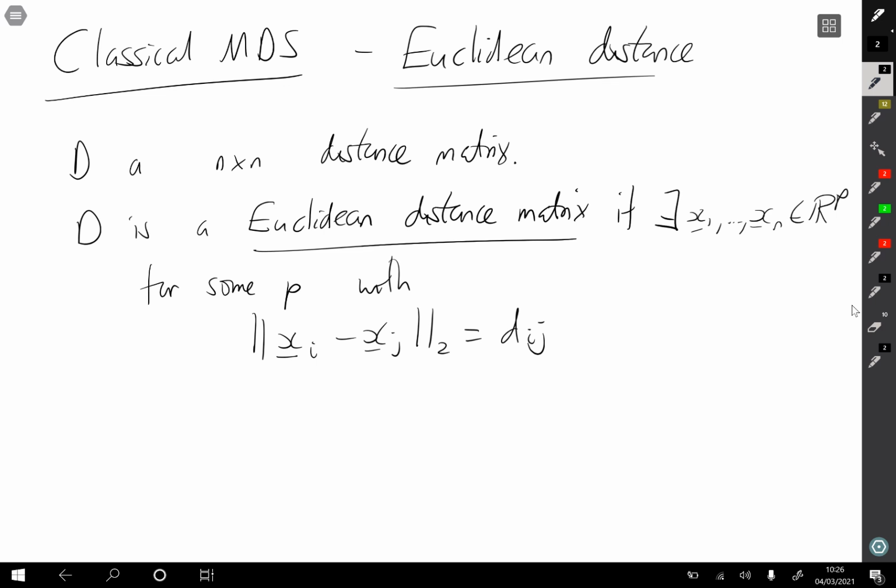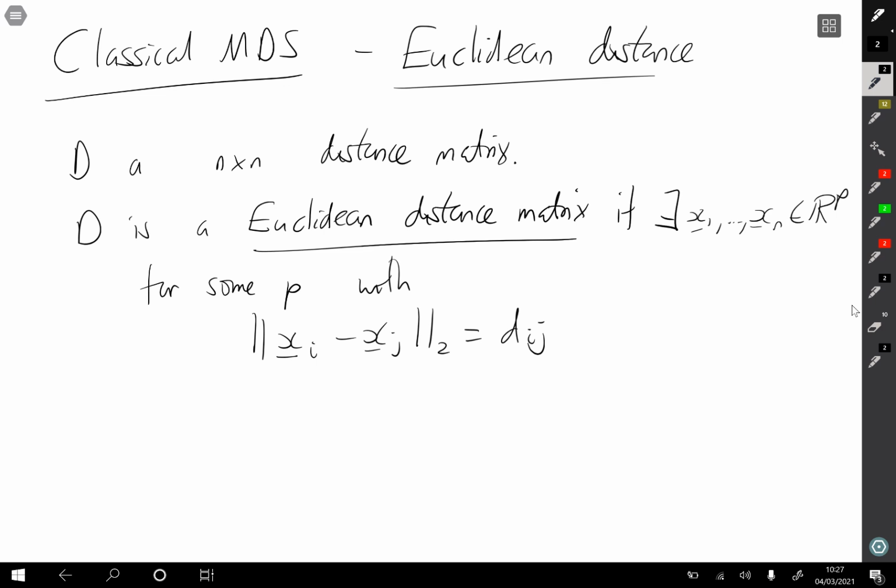So our focus is primarily going to be on something called classical multidimensional scaling, classical MDS. The reason it's called classical MDS is that we're only interested in Euclidean distances. So that's the sum of squares distances, or as the crow flies distance.